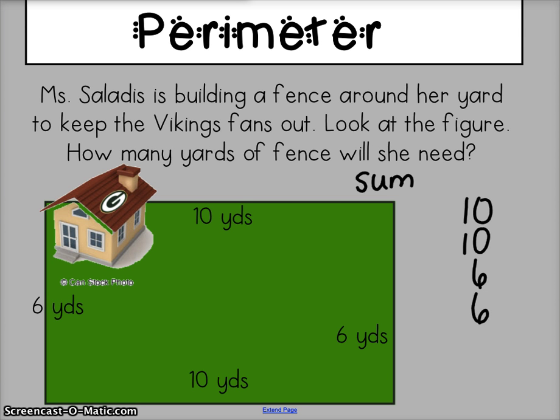1, 2, 3, 4 sides of a rectangle. 10 plus 10 plus 6 plus 6. I know that 10 plus 10 is 20. 6 plus 6 is 12. 20 plus 12 is 32.